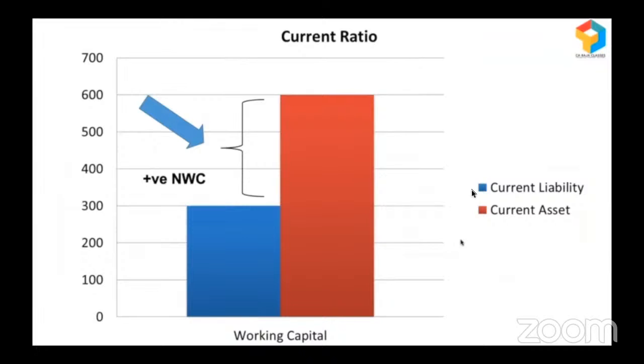Here they have 600 million as current assets and 300 million as current liabilities. So they have pressure only for 300 million. For the remaining 300 million, they don't have pressure because it can be settled over a long period of time. That's what we understand when the current ratio is like this, 2:1.